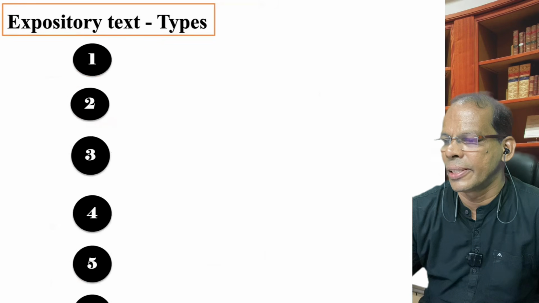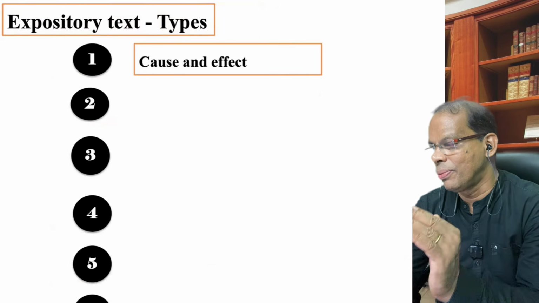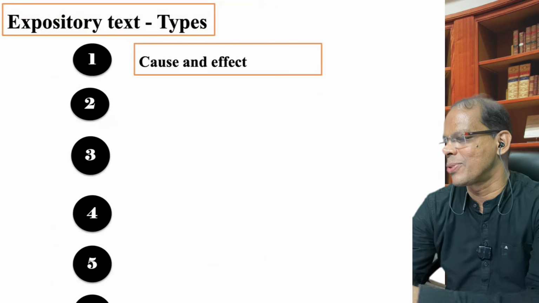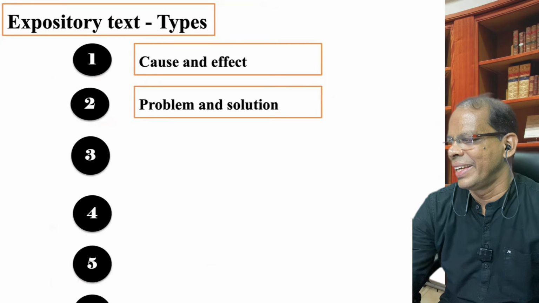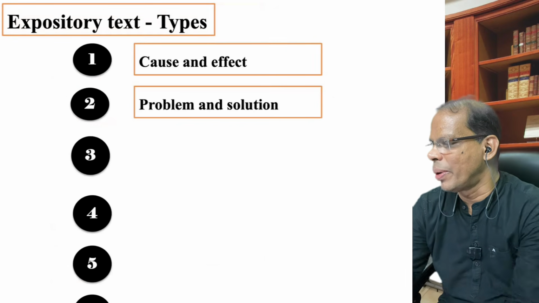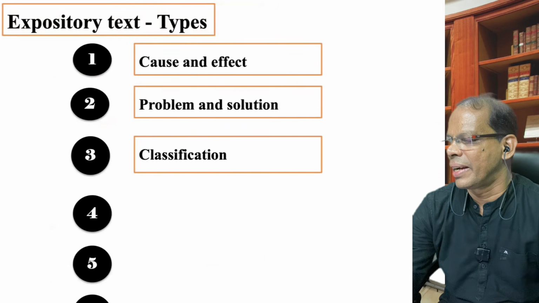Okay. Expository text types. These are the subtypes of the first type. One is cause and effect. This question belongs to this category. The second one is problem and solution. We will present a medical problem, then solutions will be discussed. Then classification.